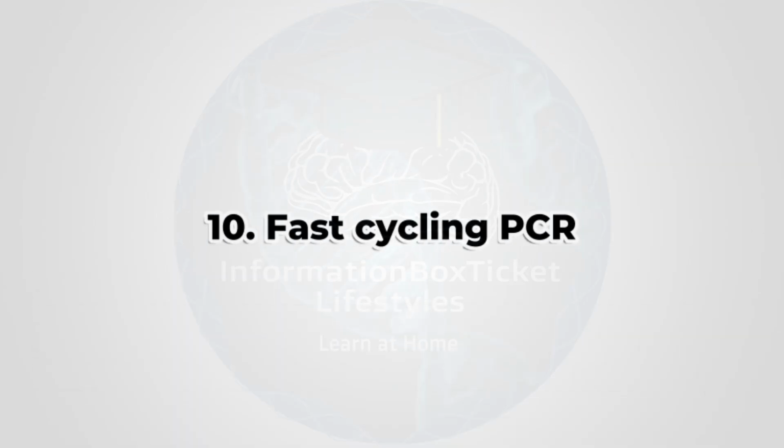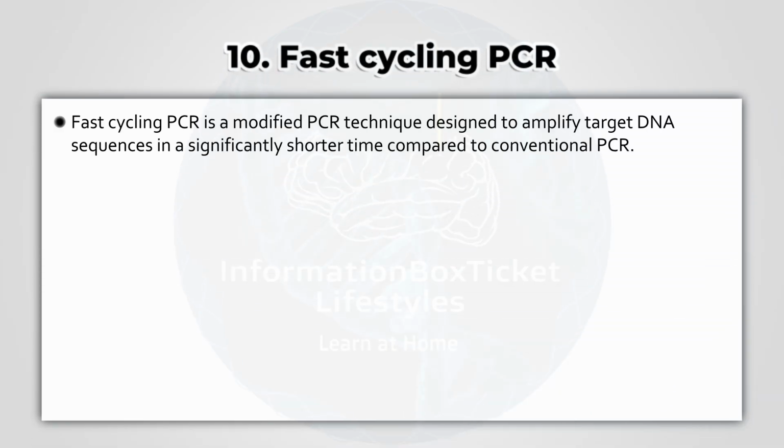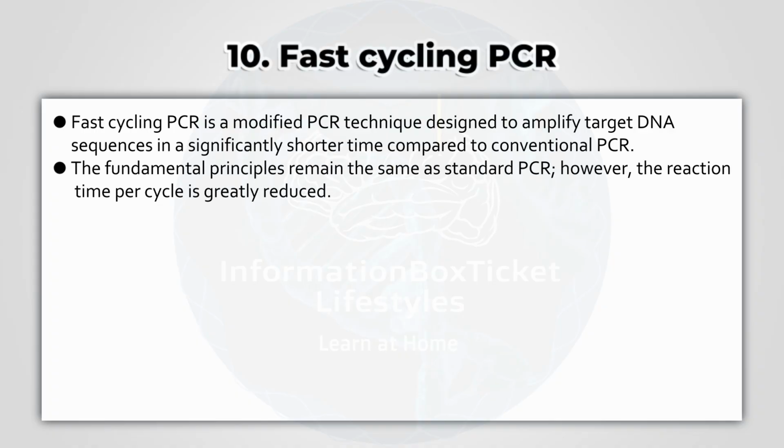10. Fast-cycling PCR. Fast-cycling PCR is a modified PCR technique designed to amplify target DNA sequences in a significantly shorter time compared to conventional PCR. The fundamental principles remain the same as standard PCR. However, the reaction time per cycle is greatly reduced.